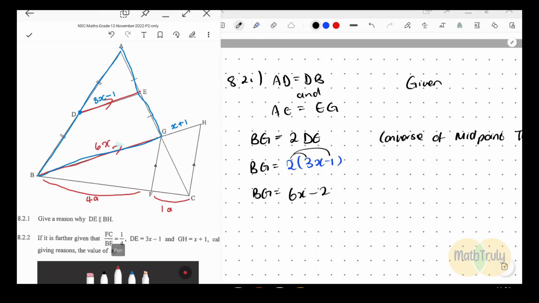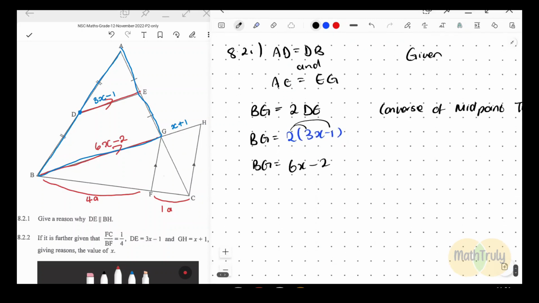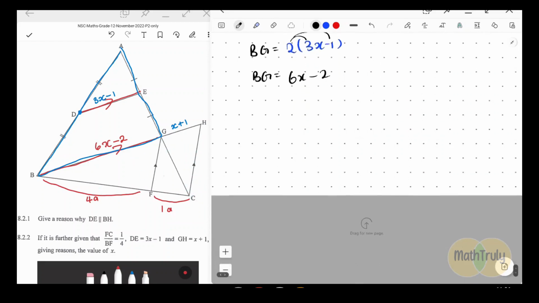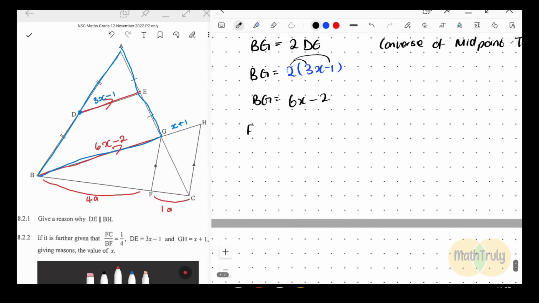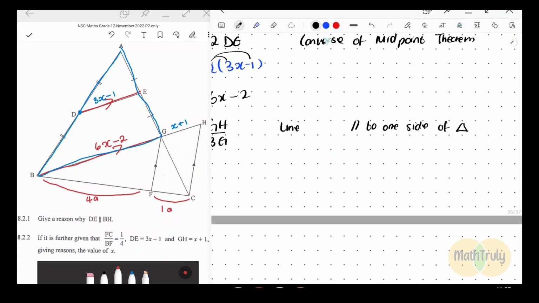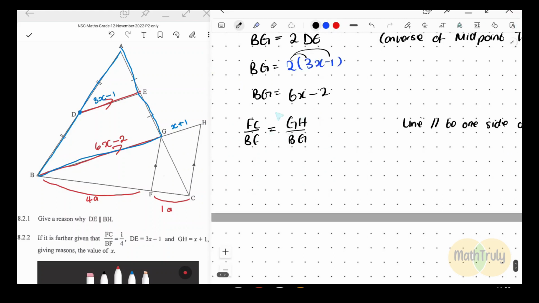Now we know that this is 6x minus 2. And now back to these ratios, because they gave you the ratios for a reason. We have a triangle here, and we have one line parallel to one side of the triangle, so we can use these ratios. I'm going to use it in the same way they used it. They said FC over BF, so I'll stick to that. So now we can say that FC over BF is equal to, what other lengths also have the same ratio? If we say FC over BF, we have to say GH over BG. And this is because of the proportionality theorem, or you could say because of a line drawn parallel to one side of the triangle. You can even say line parallel to one side of triangle. That is fine. So that is the reason why these ratios are equal.